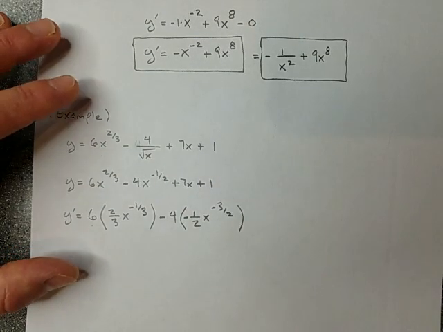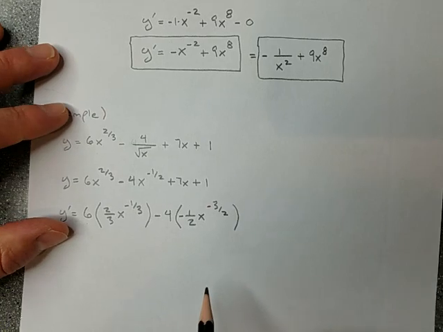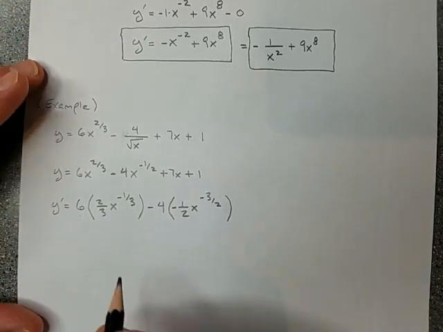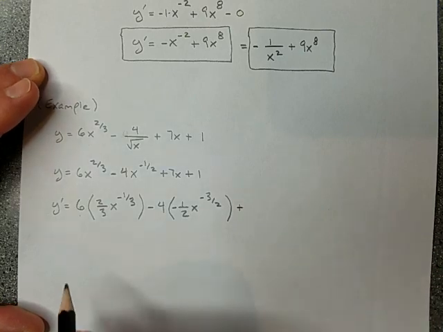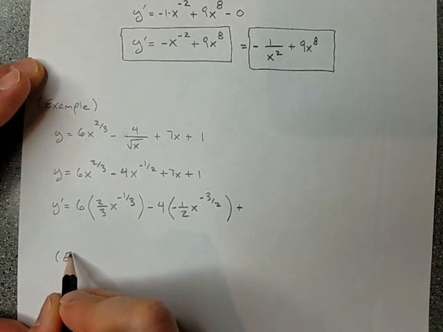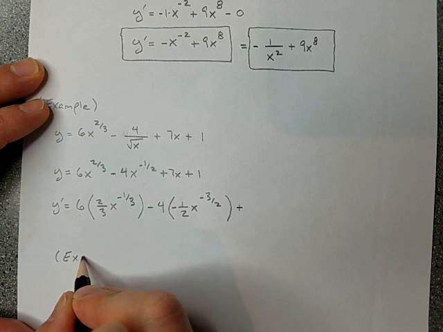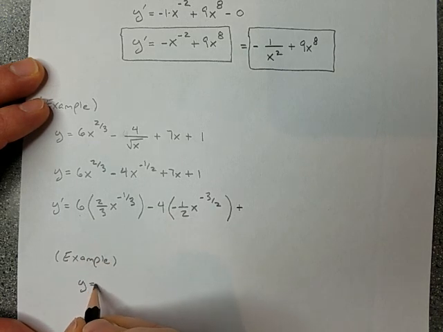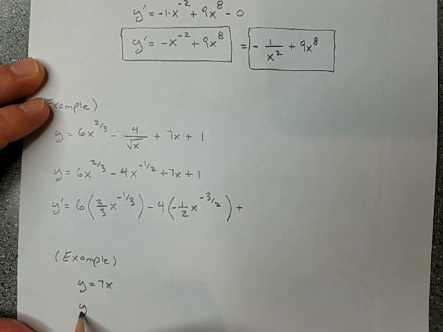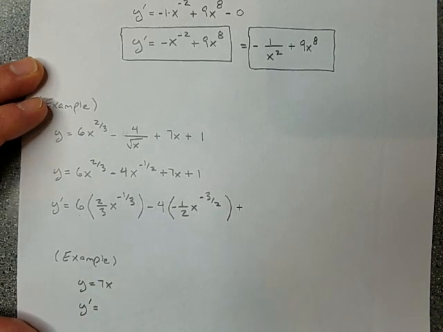Okay. And then 7x plus 1. Well, let's do this. I'm gonna pause this. I'm gonna say plus right here. Suppose I had another example. I'm gonna squeeze in here real quick. Suppose that y was just 7x. What would you say y prime was?